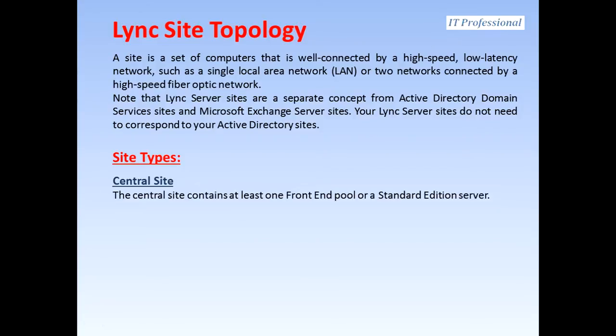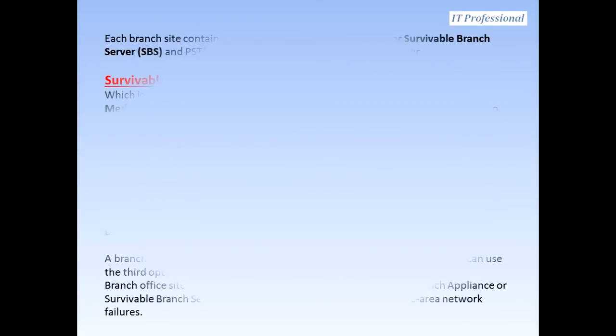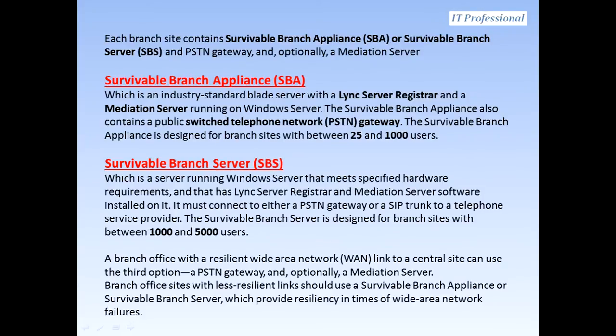Site types. Central site. The central site contains at least one front-end pool or a standard edition server. Branch site. Each branch site is associated with exactly one central site, and the users at the branch site get most of their Lync server functionality from the servers at the associated central site. Each branch site contains a survivable branch appliance or survivable branch server and a PSTN gateway and optionally a mediation server.